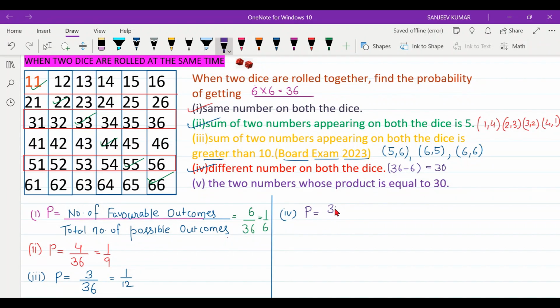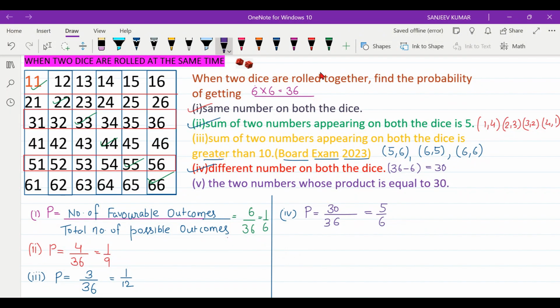30, because the total possible outcome is 36 and 6 is the combination of same numbers. So we want different numbers. So 36 minus 6 will be 30, but the total number of possible outcomes is always 36, and so it is 5 by 6. 6 5s are 30 and 6 6s are 36. So this is the final answer.